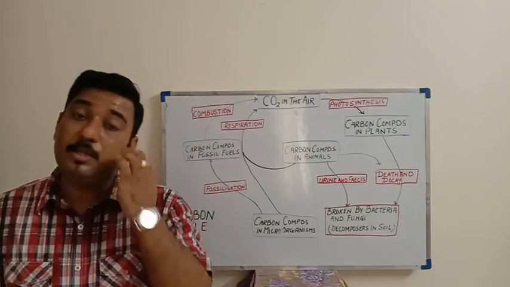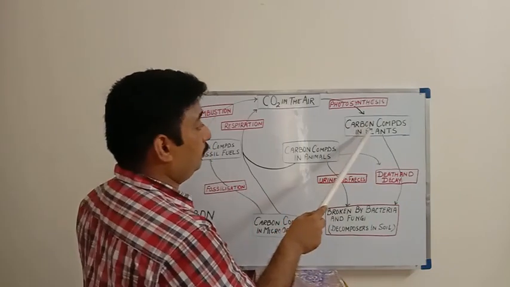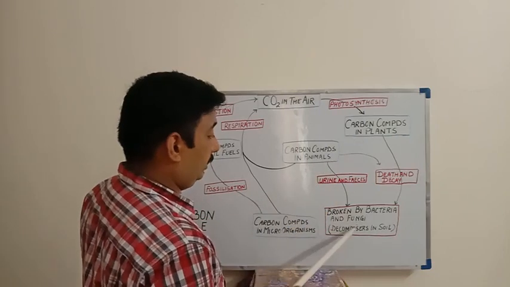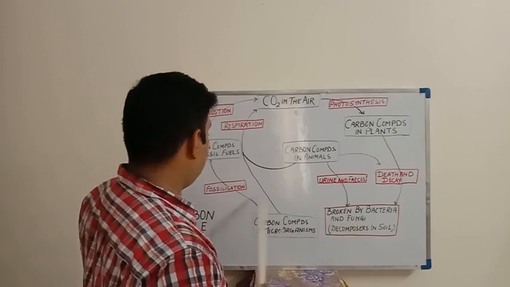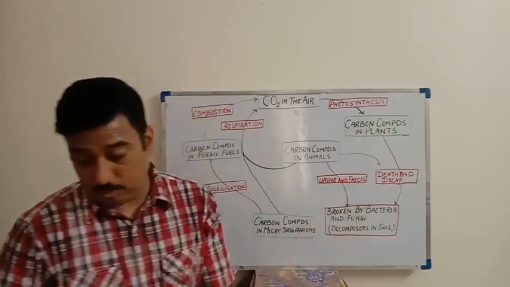The next step is the food chain. Through the food chain, I have explained enough, means from the plants to the animals, from the animals to the decomposers, and from the decomposers either through fossilization or through respiration. So these are the different trophic levels.